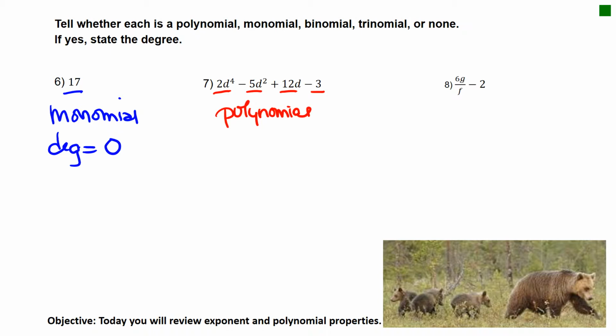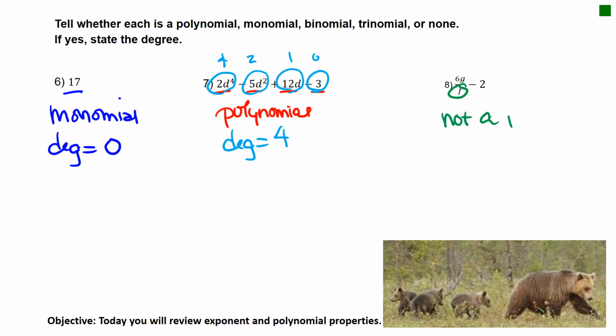And then look at each little term. How many variables does each term have? This one has 4. This one has 2. This one has 1. This one has 0. So the degree is the biggest, which is 4. This one has a variable on the denominator, so it is not a polynomial. Therefore, we don't worry about the degree. Not a poly, not a poly.